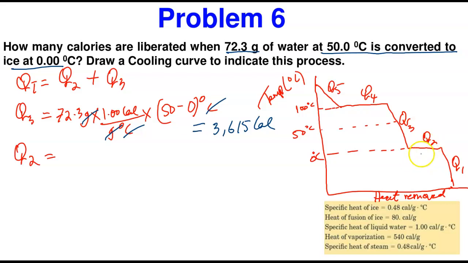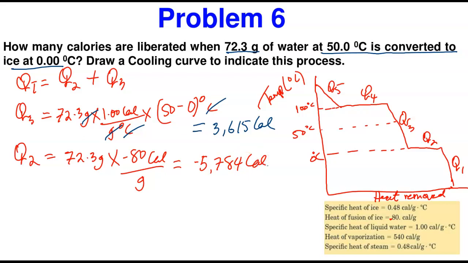But remember now, the heat of fusion here is going to be a negative. This is going to be a negative sign. So we're going to have 72.3 grams times heat of fusion. Heat of fusion in this case is going to be negative 80. Oh, okay, you see, there's a mistake here. I'm going to fix it. Negative 80 calories per gram. And when you multiply this together, it gives you minus 5,784 calories.